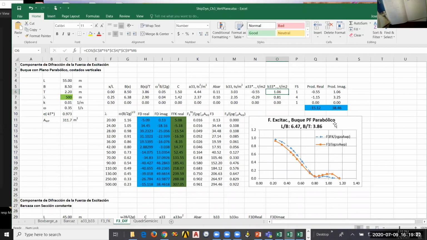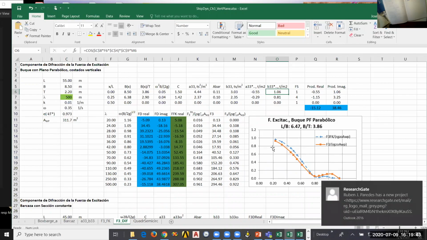So that's something that you have to do. And in here, for each one of these lengths, I have done this process. So I take these two values and put them down here. In this case, for example, I'm taking a wavelength of 500 meters, so I'm down here. I take these two values and copy them down here.